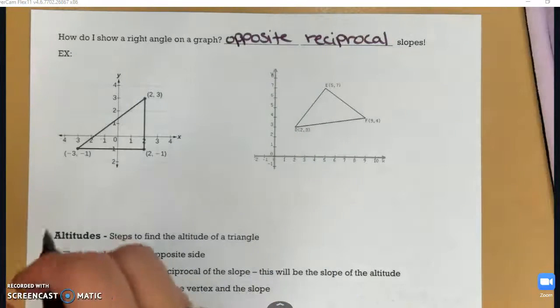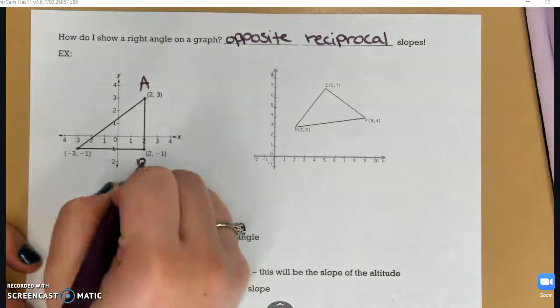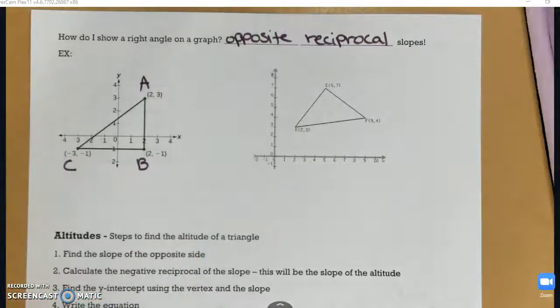So let's look at some examples of that. On this first triangle, I'm going to go ahead and label these points just to make it easier to see and know which point I'm talking about. So in triangle ABC, the one angle that looks like it could be a right angle is angle B. So let's determine that. I'm going to need to find the slope of side AB and slope for side CB.